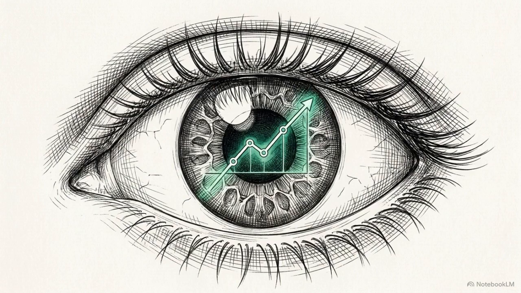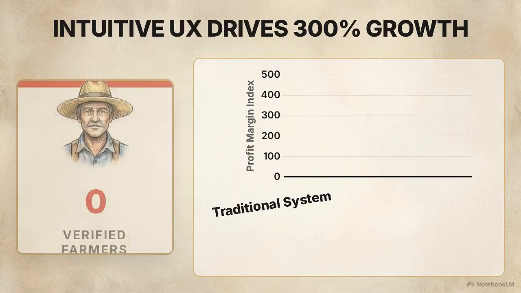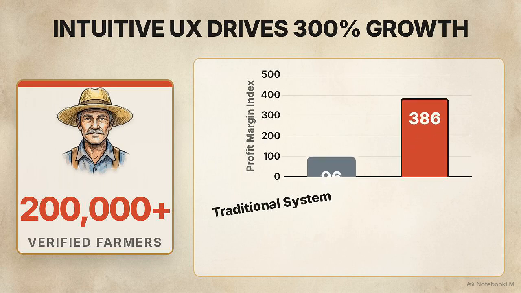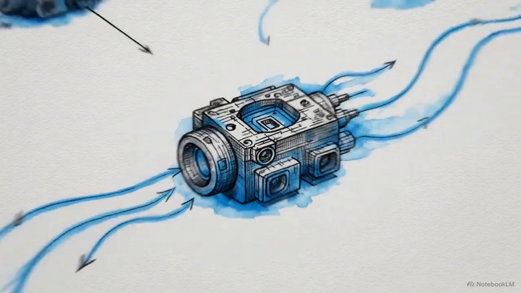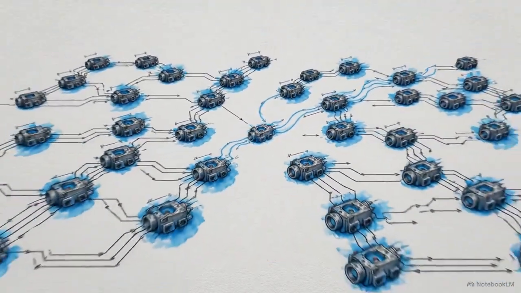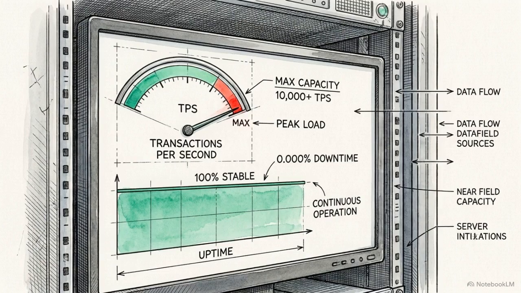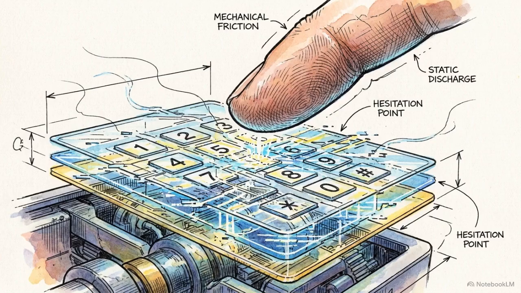The performance metrics of the FarmScent architecture demonstrate the hard ROI of this UX overhaul. Because the interface was deeply intuitive, it successfully onboarded over 200,000 verified farmers. That direct onboarding facilitated a 300% profit margin lift for producers. When we broaden our scope from this single case study back to the global Web3 industry, a distinct reality emerges. Blockchain infrastructure is no longer the bottleneck. The true bottleneck is the human-computer interaction layer.